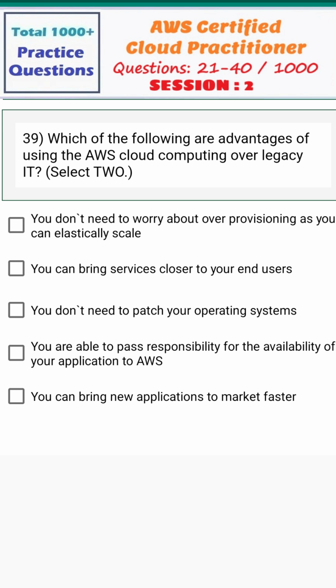39. Which of the following are advantages of using the AWS cloud computing over legacy IT? You have to select 2 options. First, you don't need to worry about over provisioning as you can elastically scale. 2, you can bring services closer to your end users. 3, you don't need to patch your operating systems. 4, you are able to pass responsibility for the availability of your application to AWS. 5th, you can bring new applications to market faster. Guess the answer.